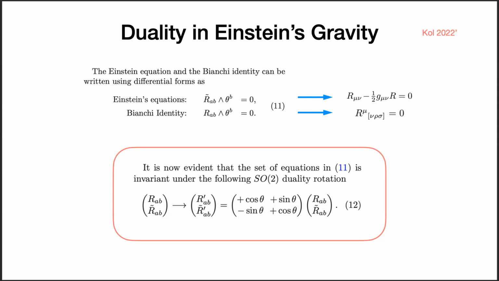Oh, I have a question. Isn't the duality normally defined in terms of the Hodge operation on the Weyl tensor, not the Riemann curvature tensor?